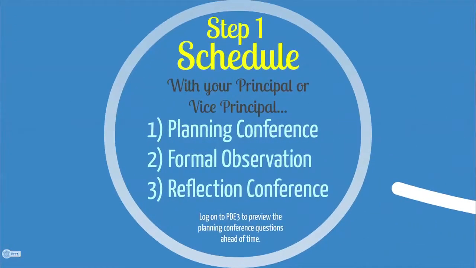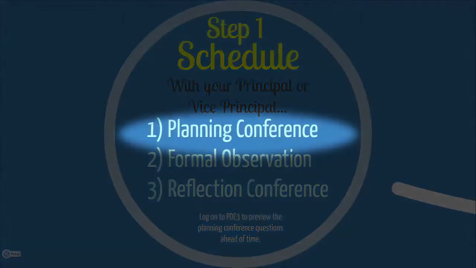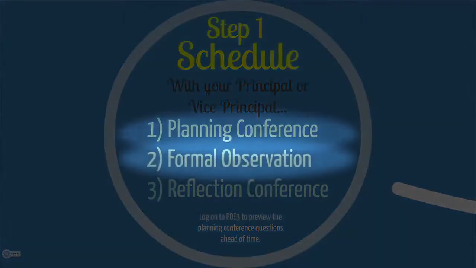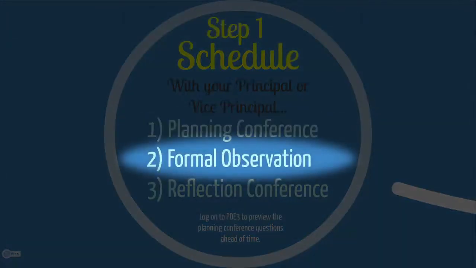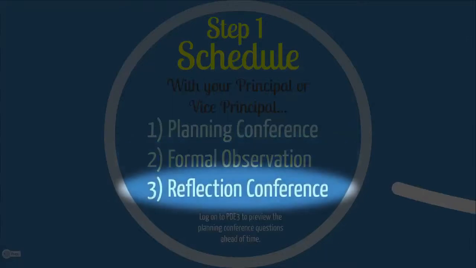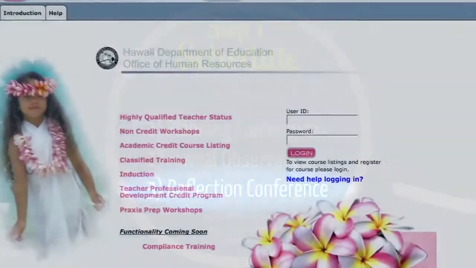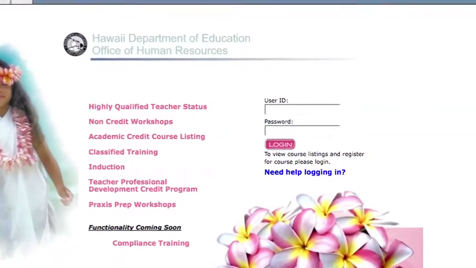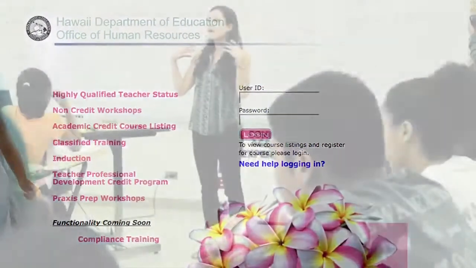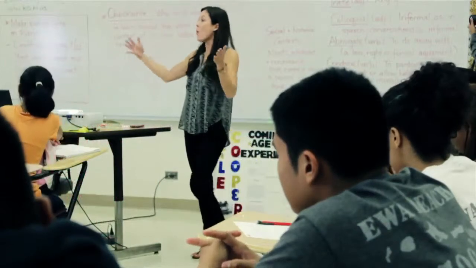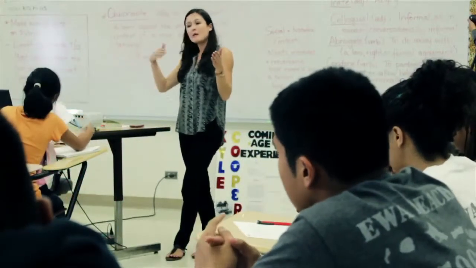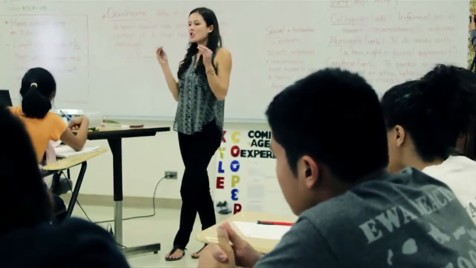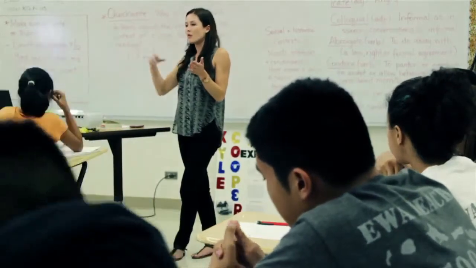Step 1 is setting up your observation cycle. Your principal or vice principal will schedule the planning conference that should take 20 to 30 minutes, formal observation that should take 15 to 30 minutes, and a reflection conference that should take between 20 and 30 minutes. Before your planning conference, make sure you log into PDE3 to preview the planning conference questions ahead of time. You'll also want to answer any questions that are relevant to you, and you can attach documents such as lesson plans or worksheets that are relevant to the observation.